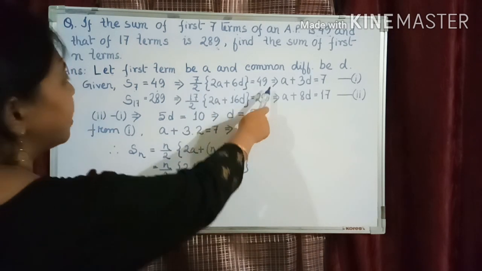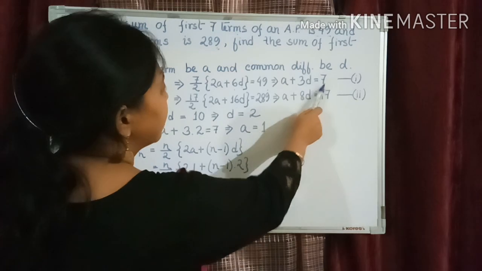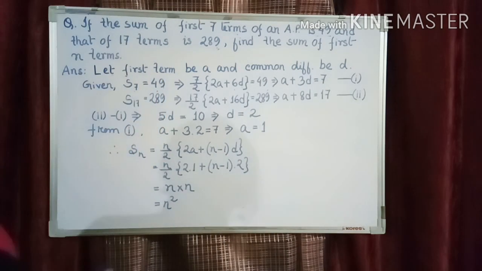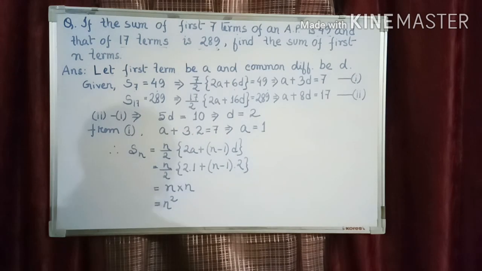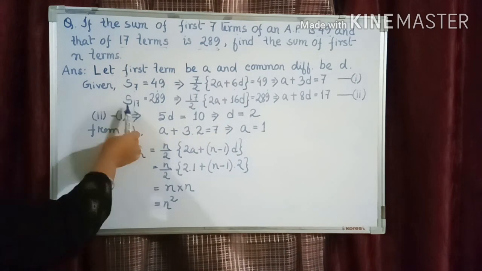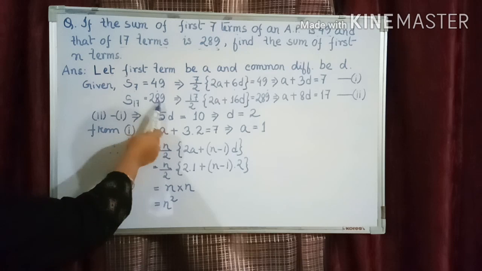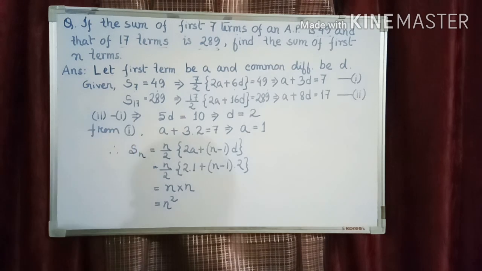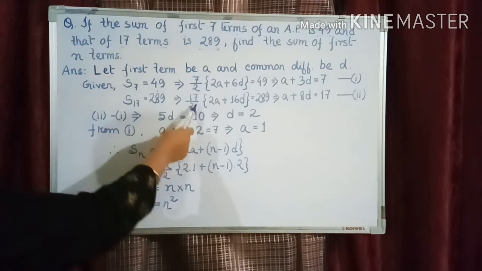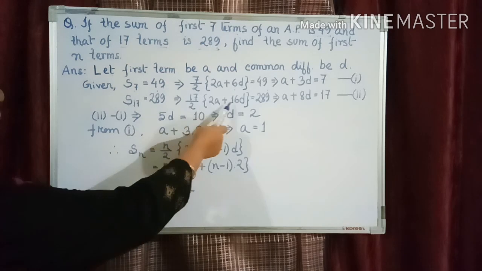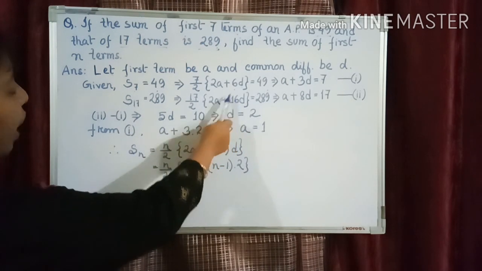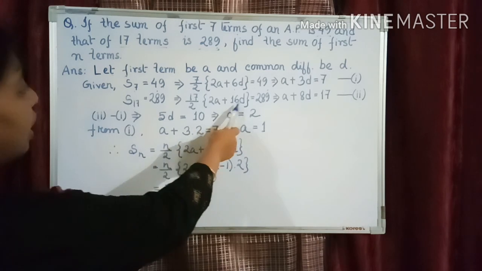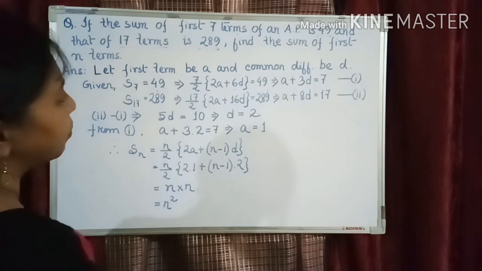If you simplify this equation you will get A plus twice D equal to 7. Next, the sum of 17 terms is equal to 289, that is given. So S17 is equal to 289. Again if we use the formula, then we will get 17 by 2 into (twice A plus 16D). 16 means 17 minus 1. So I am writing directly 16D equal to 289.